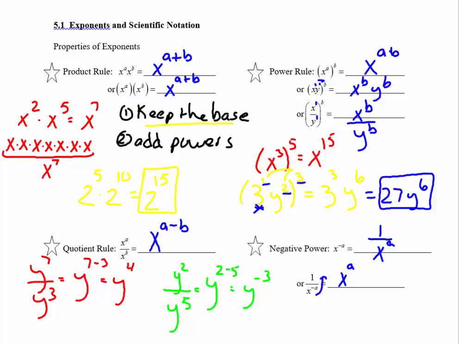So going back to y to the negative third, it's going to have to go down and become a y to the positive third. And what's going to have to go on top is a 1. So y to the negative 3 is really 1 over y to the third.